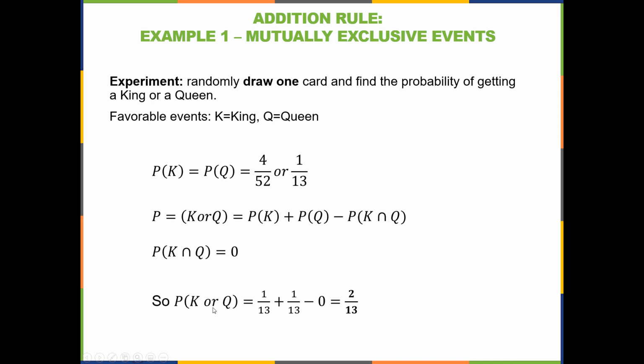So the probability of a king or a queen turns out to be 1 out of 13 plus 1 out of 13 minus 0. Now in this case, I chose to use the reduced versions of the two probabilities since they do have a common denominator. I can keep that common denominator and just add the numerators and get my 2 out of 13.